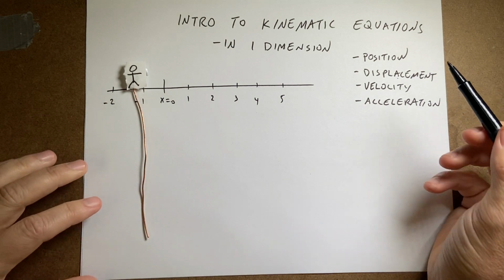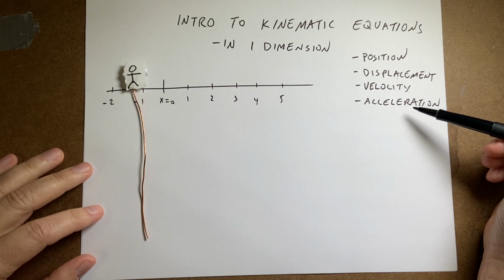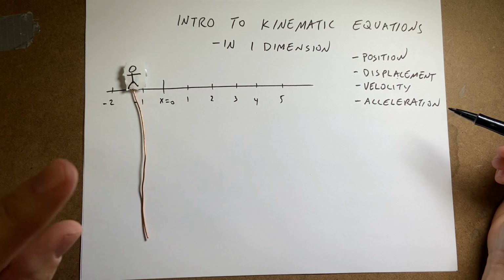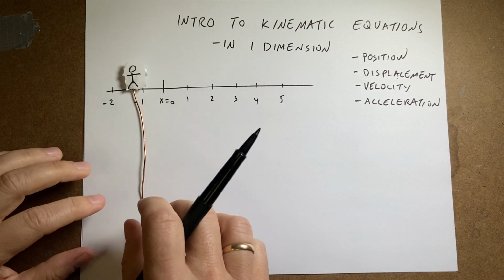commonly use. So with that, we're going to talk about position, we're going to talk about displacement, we're going to talk about velocity, we're going to talk about acceleration. And I'm going to show you those 3 equations and where they come from in 1 dimension. Okay. So let's just get started.